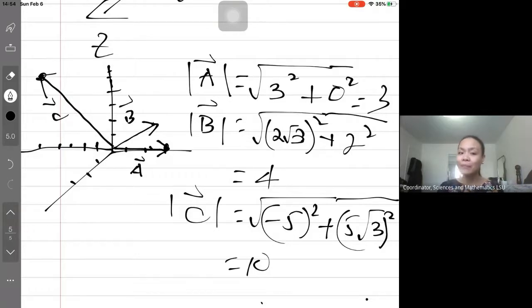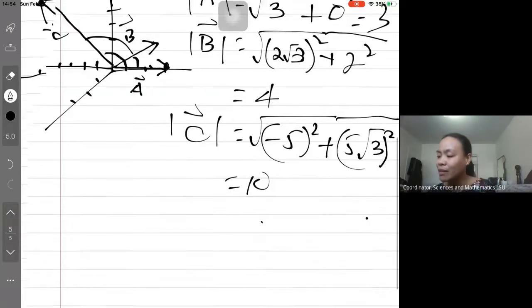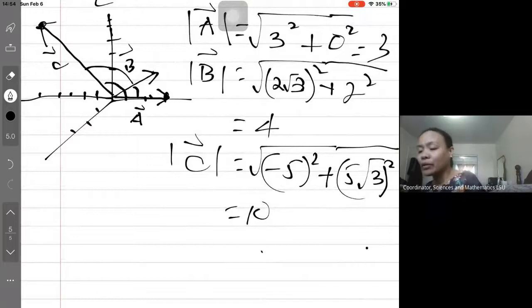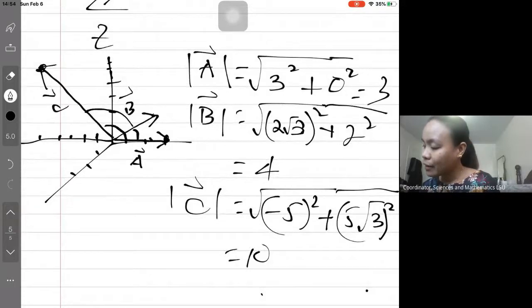And finally, you are asked for the angle between vectors A and B. You are asked for the angle between vectors A and C, and A and B, and B and C. So this is A and C, that is what is asked. A and B is also asked, and at the same time, B and C is also asked. How are we going to get the angle between them?